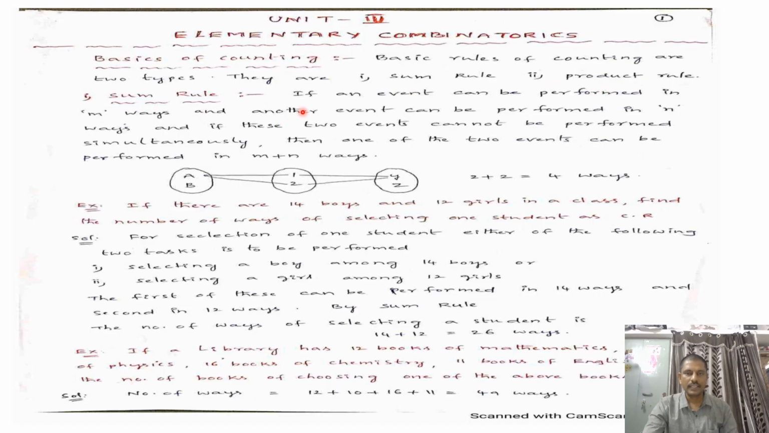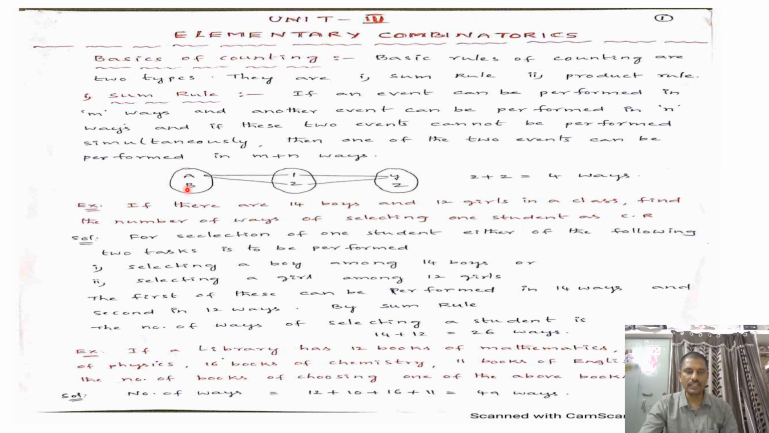Sum rule is: if an event can be performed in m ways and another event can be performed in n ways, and if these two events cannot be performed simultaneously, please understand that, then one of the two events can be performed in m plus n ways.